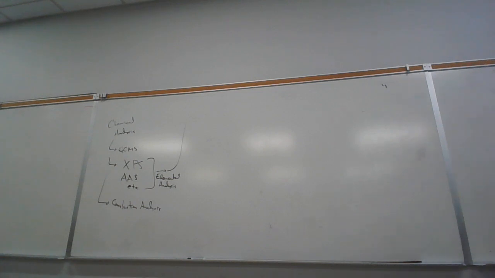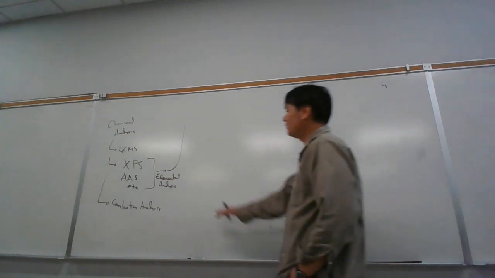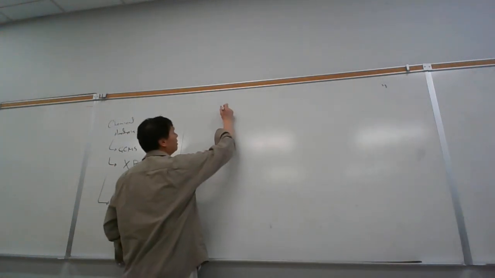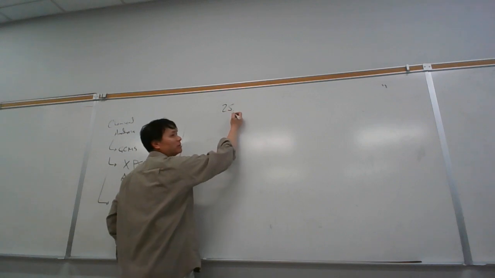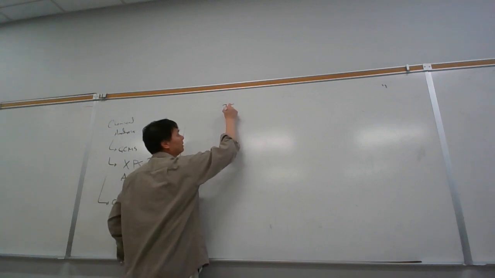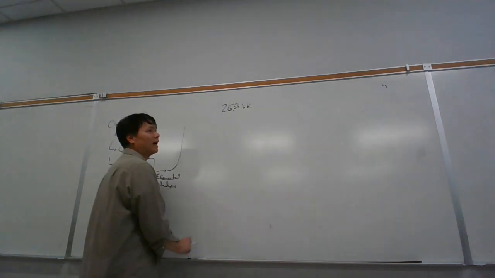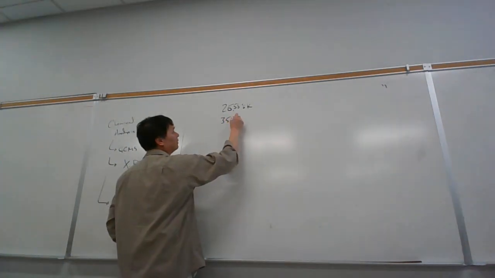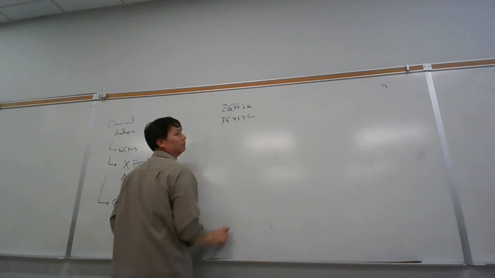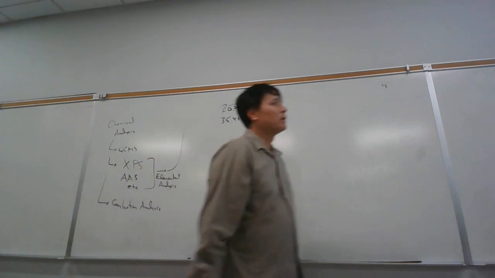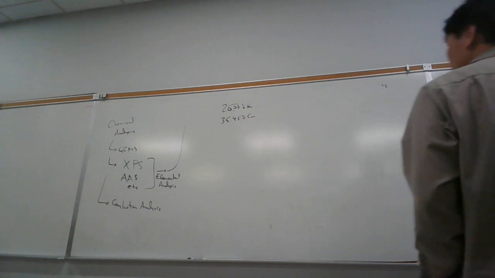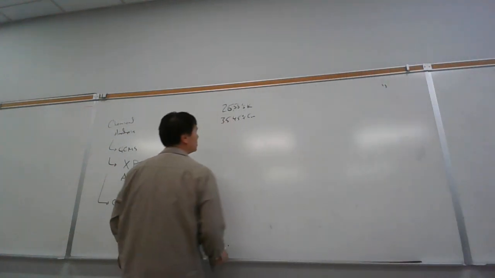So number 88, by analysis, a compound was found to contain 26.58% potassium. So we send it out for elemental analysis, and then we get a breakdown of what elements are present and how much. So this compound has 26.58% potassium, 35.45% chromium by mass. The remainder was oxygen.